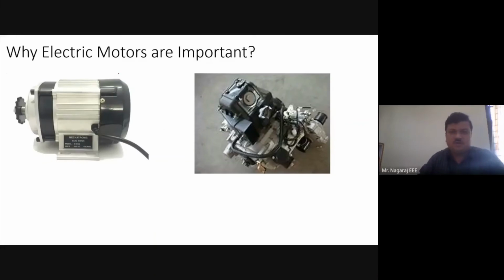Now, why are electric motors important? We saw what a motor is, now we come to the electric motor. I have given a very simple comparison of two devices that give out mechanical output. This is a BLDC motor, brushless DC motor, which is of 48 volts. This is an engine. This is an engine of an auto rickshaw.